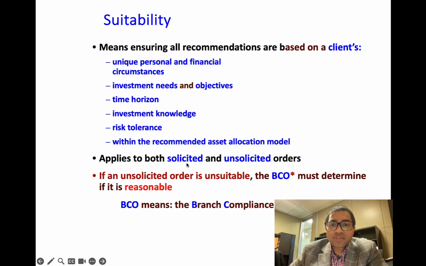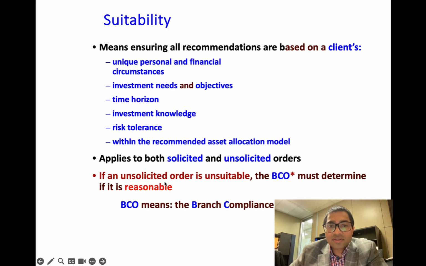It applies to both solicited, that is you are providing advice to the client, that is a solicited order, and an unsolicited order. The client is requesting for something to be bought, right? Both these orders you need to check suitability.